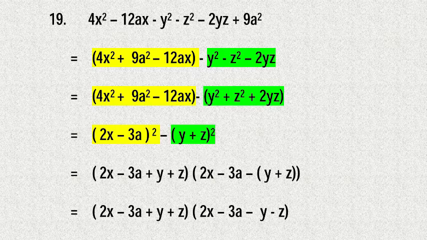What is a plus b? 2x minus 3a plus y plus z. What is a minus b? 2x minus 3a minus of y plus z. So in the further step, a minus b will result as 2x minus 3a minus y minus z.